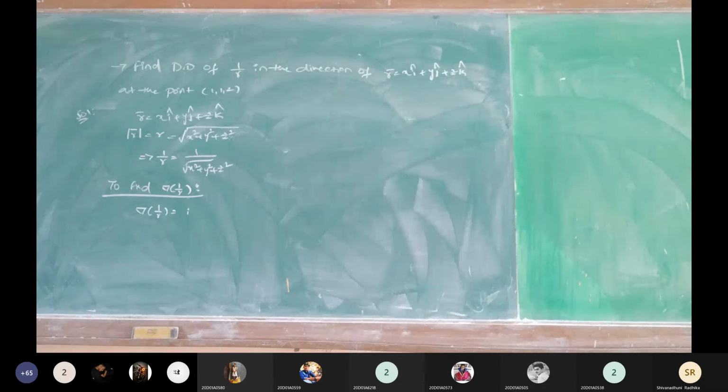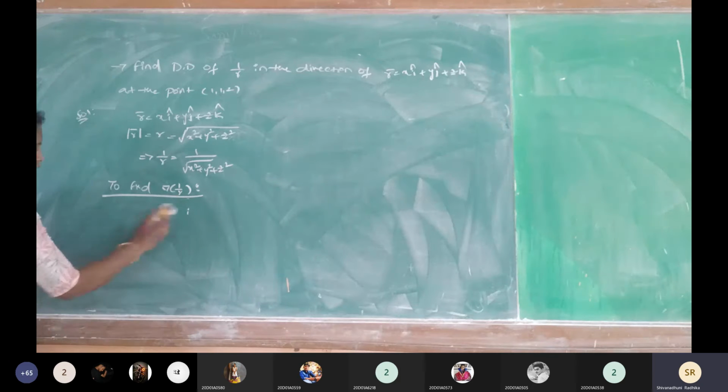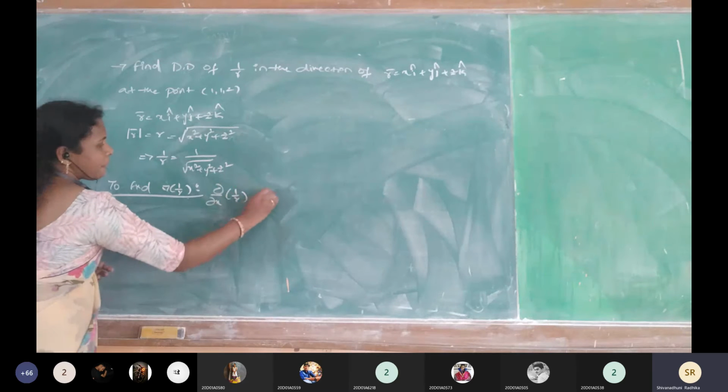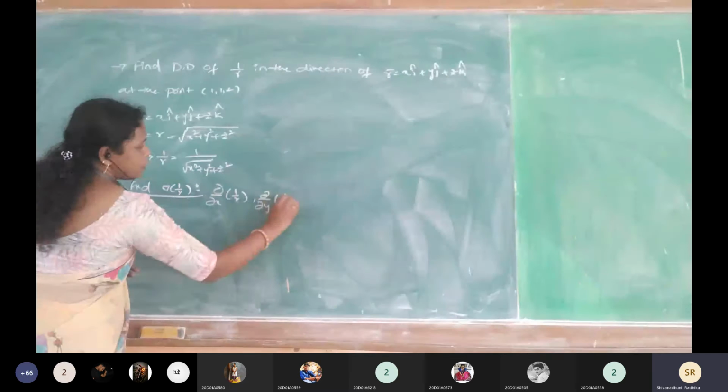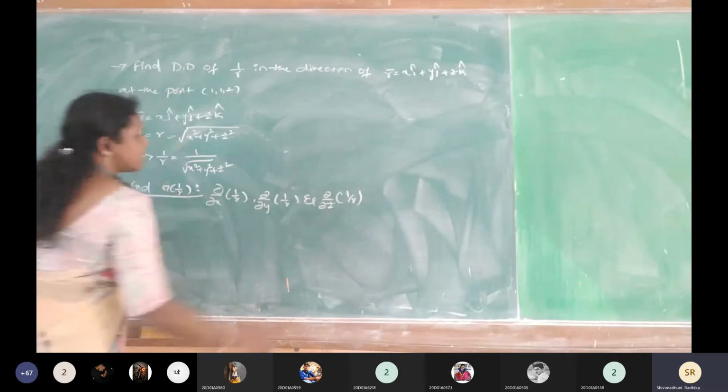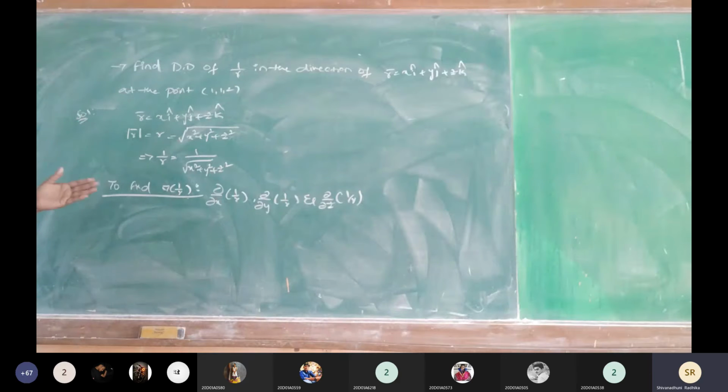Clear now? Yes, ma'am. Now we are going to find the del of 1 by r. For that purpose, we find dou by dou x of 1 by r, dou by dou y of 1 by r, and dou by dou z of 1 by r. Those three terms we have to substitute in the del of 1 by r. First of all, we simplify the dou by dou x of 1 by r.